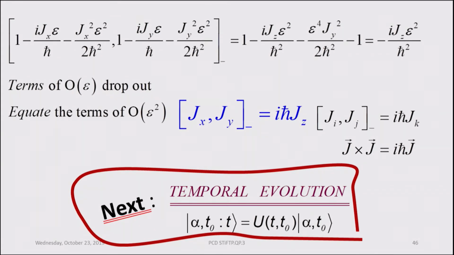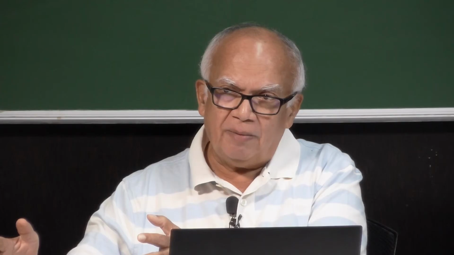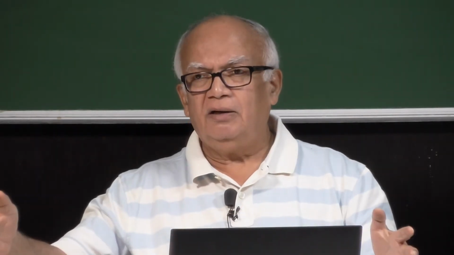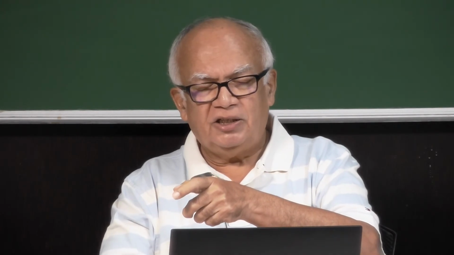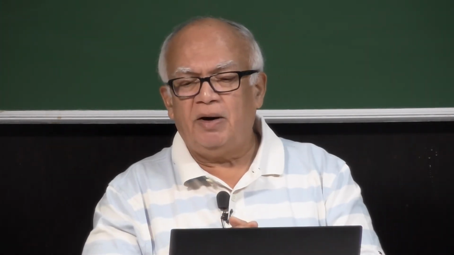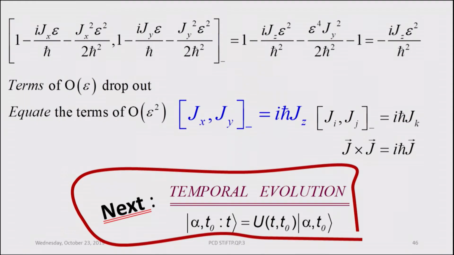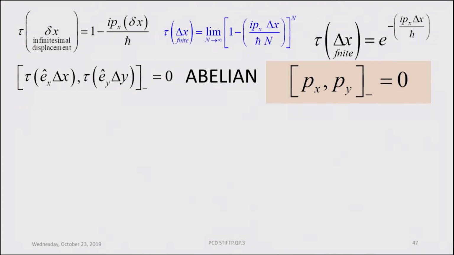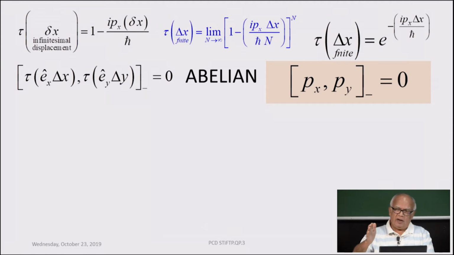So what have we considered? We considered translational displacements, the generators of which are the linear momentum operators. We considered the rotational displacements, the generators of which are the angular momentum operators which do not commute, and we want to consider the temporal evolution, as to what happens to a state as time changes, either backward or forward.